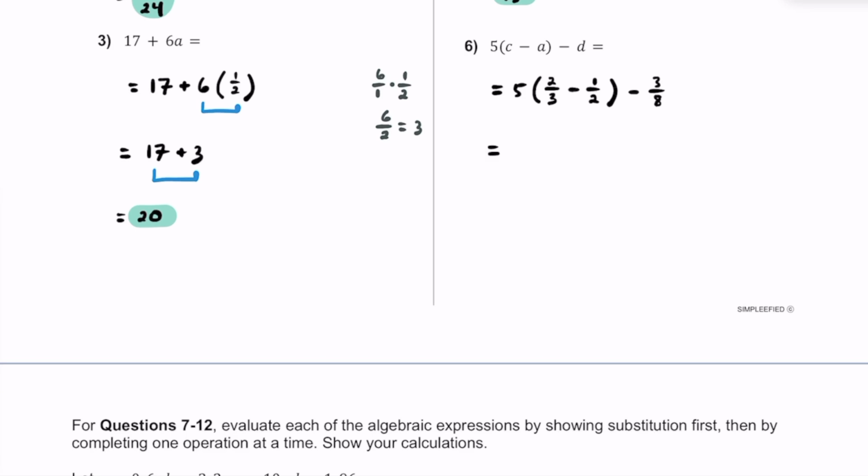So out of all the choices here, let's go ahead and start with the parentheses. We have 2/3 minus 1/2. When's the first time 3 and 2 meet? I think it's going to be 6, right?